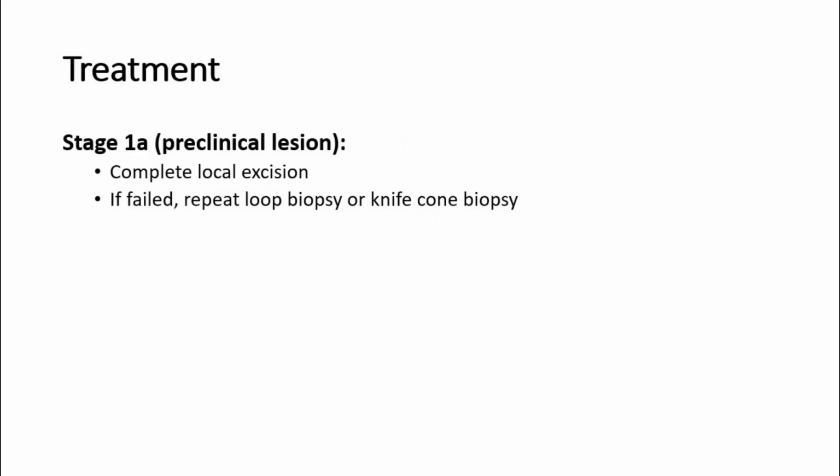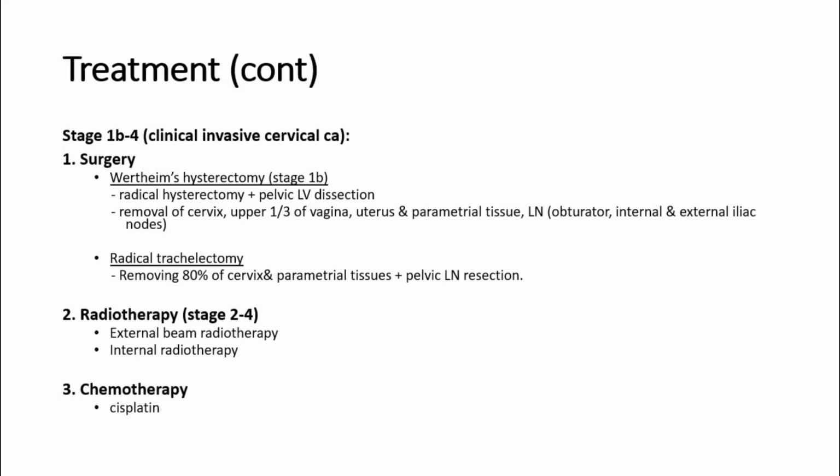So for the treatment, it is different for different stages. For preclinical lesion, like stage 1A, it is treated safely by complete local excision, especially in cases of pre-invasive disease. And if the treatment fails, we can repeat a loop biopsy or knife cone biopsy. For stage 1A, the advantage is it can preserve the fertility of the patient.